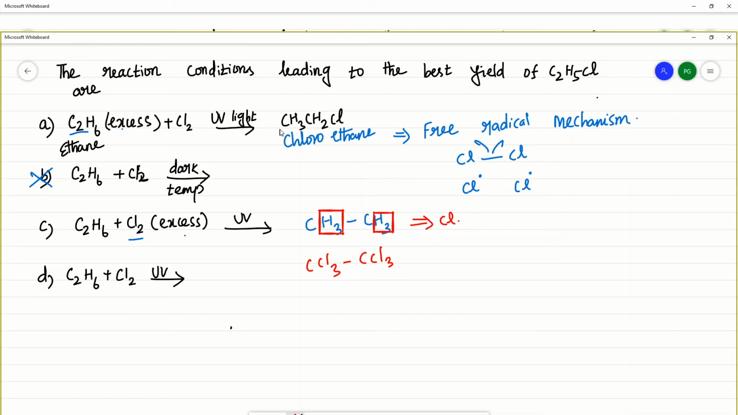But we need the product chloroethane. So for the case of chloroethane, ethane should be in excess and Cl2 in a limited amount. Our option is A. Here both are in the same amount.